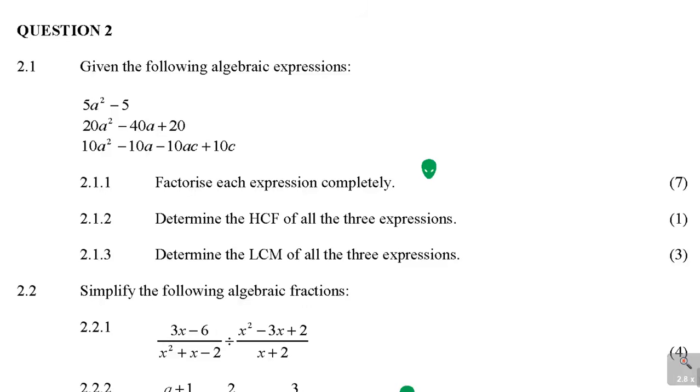Let me come up with a fresh page, and let's work from that page. The first question is, you're given 5a squared minus 5. If I want to factorize that, first things first, I identify that I have 5 there and I have 5 there. Second, if you're given 2 items in an expression like this, chances are it will be a difference of 2 squares. Now, what is a difference of 2 squares?